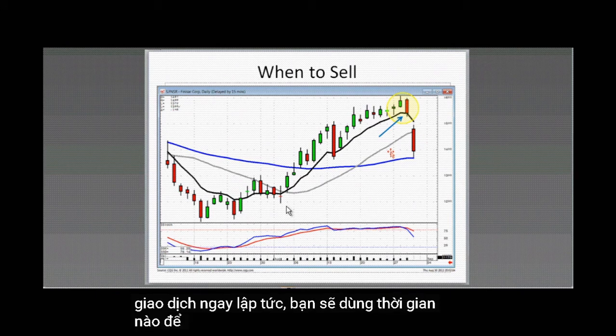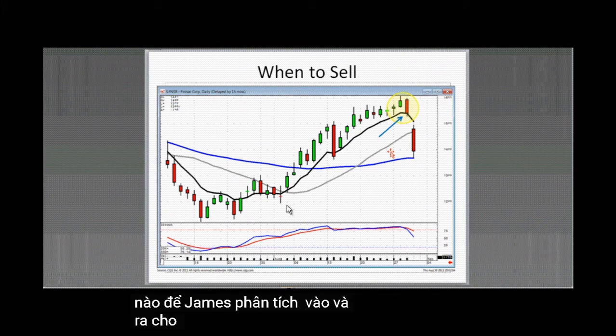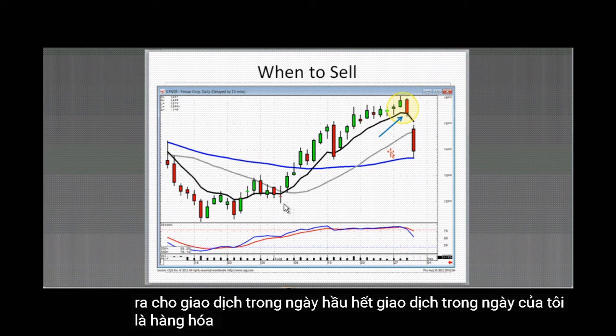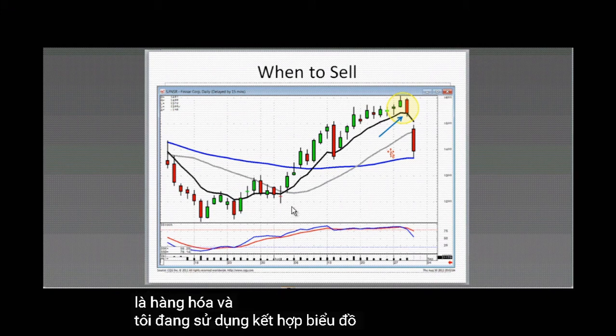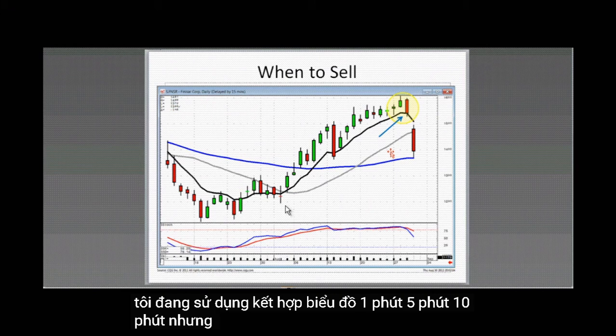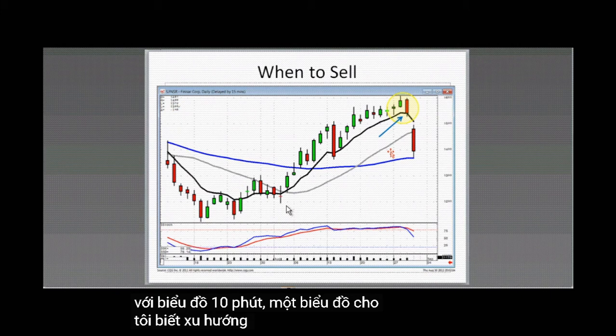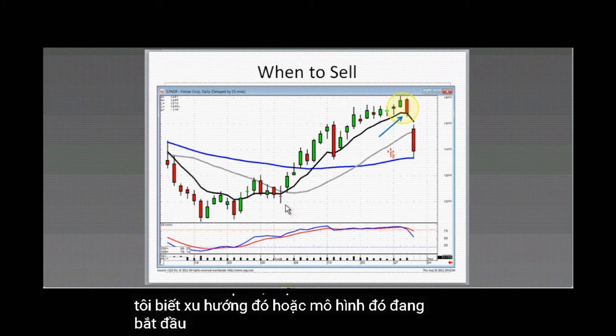What time frames do you use to analyze entry and exits for intraday trading? Most of my intraday trading is in commodities, and I'm using the 1 minute, 5 minute, 10 minute chart combination. But I start with a 10-minute chart to tell me where that trend or that pattern is starting to set up.